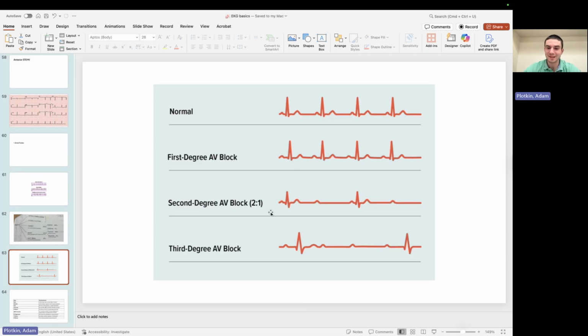In second degree, right? This is an example of 2 to 1, but in second degree type 1, there are 2 types of second degree. There's second degree type 1, where you get a longer and longer prolongation of your PR interval. So the PR interval, if you look at it, gets a little bit longer, a little bit longer, a little bit longer until you eventually drop a beat, okay? And then in second degree type 2, the PR interval is normal, and then you drop.